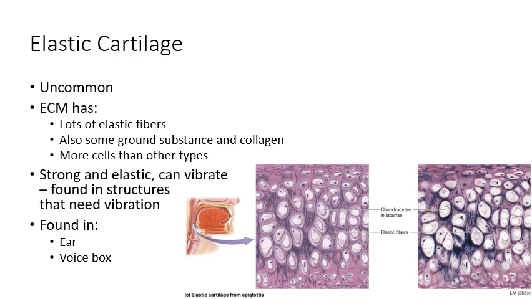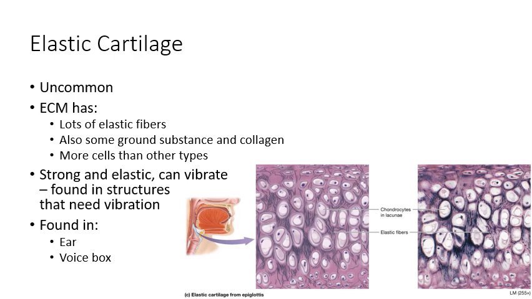Okay, finally we have elastic cartilage. That's very uncommon in the body. The extracellular matrix has, of course, many elastic fibers, as the name suggests, and it is elastic. There's also some ground substance in there, some collagen. You also have more cells than what's common to see in cartilage, right? So as you can see in the image, there's a lot of lacunae there, each having its own chondrocyte.